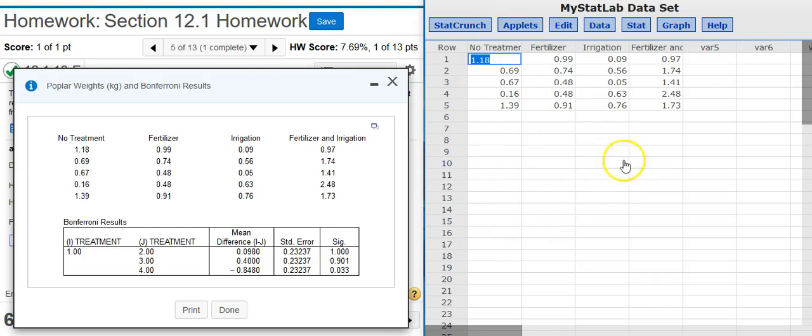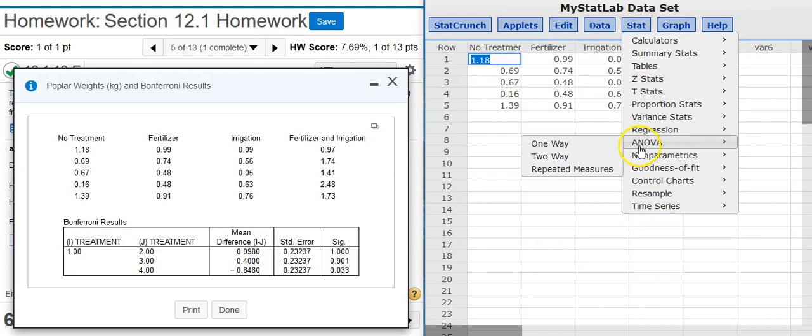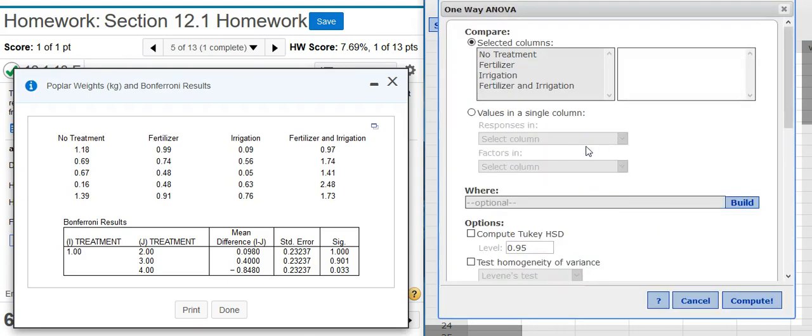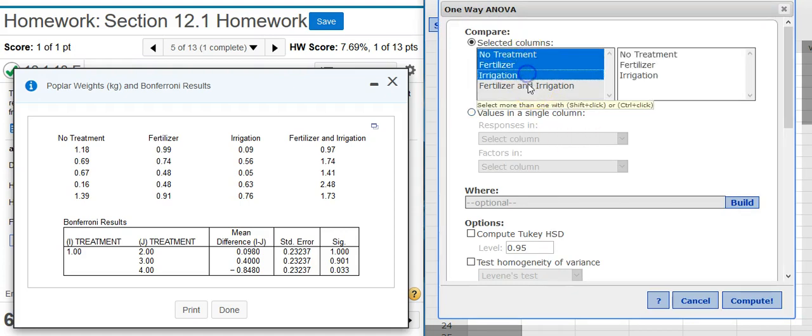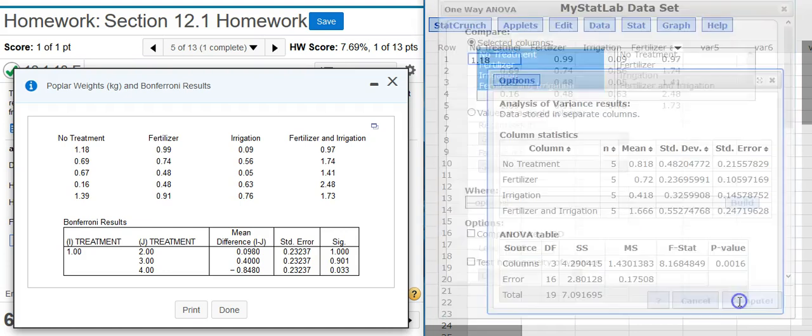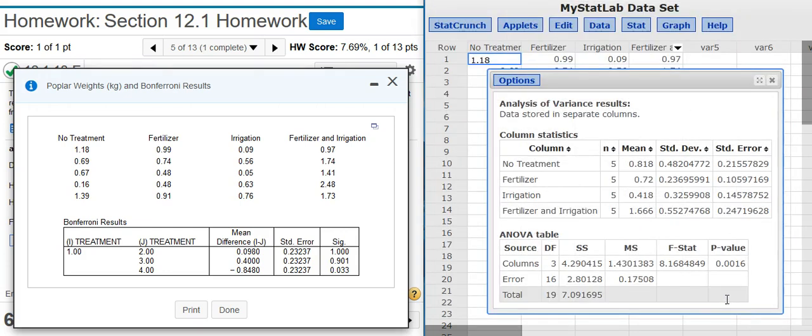And now inside StatCrunch, I'm going to go to Stat, ANOVA, One Way. Here in the options window, I'm going to go ahead and select all of the different columns so we get everything in. And once I have my columns selected, I don't need to make any other adjustments here in the options window. So I'm going to go ahead and press compute. And here's my results window. And right here at the bottom of my results window, we see the ANOVA table that we need.